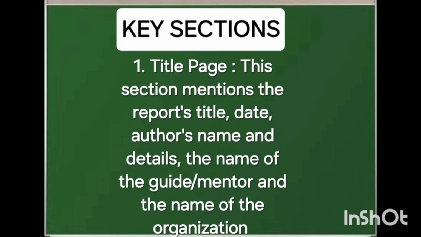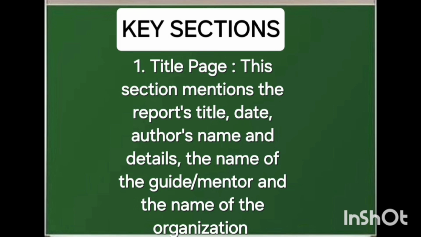Now, the key sections of a formal report: first of all, the title page. This section mentions the report's title, the date, author's name, details of the author, the name of the guide or the mentor, as well as the name of the organization or institution. So all this information is mentioned in the title page.